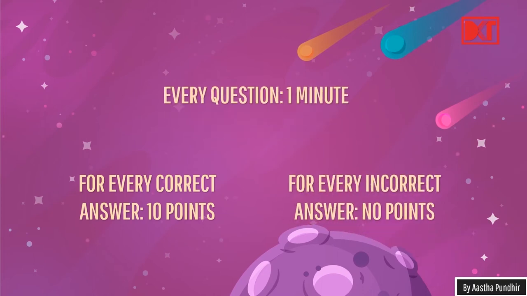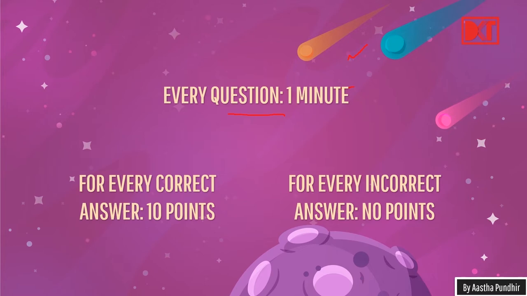Alright, so for the quiz, every question you will be given 1 minute. 1 minute means 60 seconds. Why am I giving you 1 minute? Because your question paper of IEO has about 50 questions, so you can imagine that you get more or less a minute to answer each question.